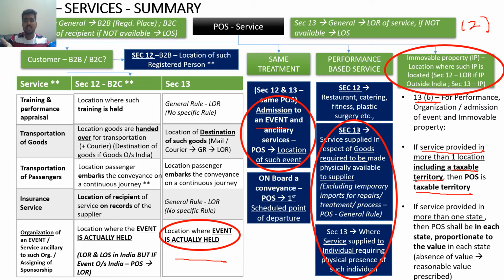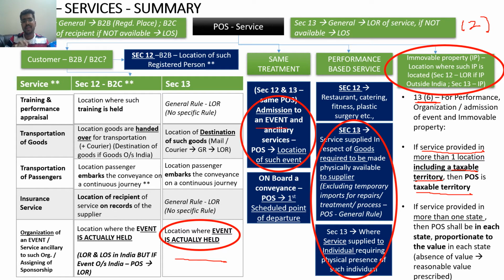Because the goods have to come physically to the supplier in order for him to technically test the emission conditions or emission to give the certificates for those vehicles that these are compliant with the norms. So for him to provide the service, he has to physically receive the goods, which is one of the specified services, which is performance based service.